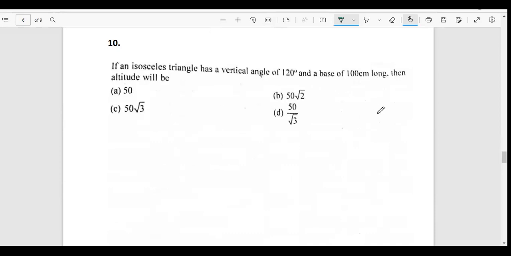Okay. If an isosceles triangle has a vertical angle of 120 degrees and a base of 100 centimeter long, then the altitude will be. Yes, please try doing this one.